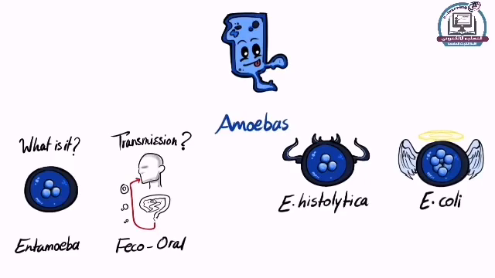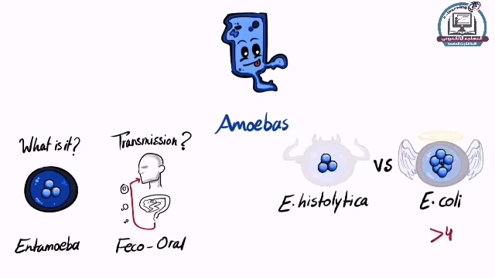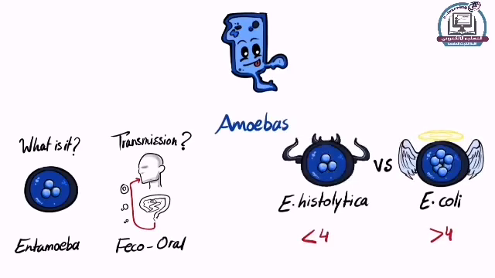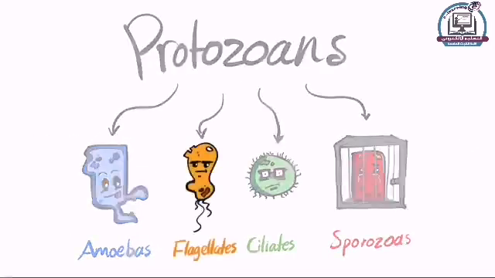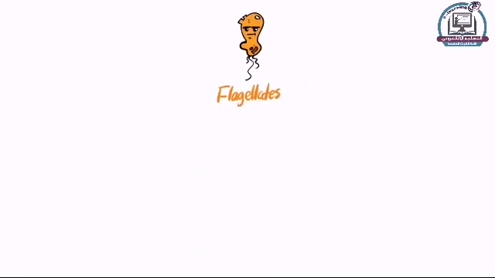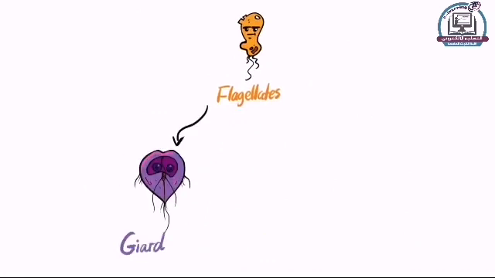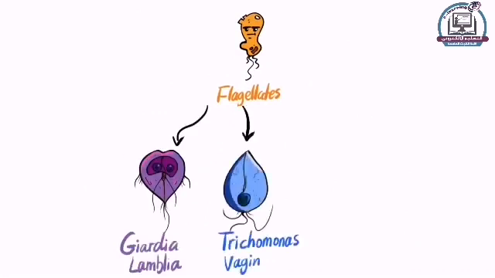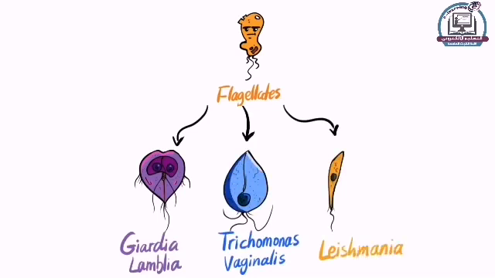Basically, E. coli and E. histolytica can be differentiated according to the number of the nuclei in the cyst. So if it's more than 4 nuclei, then it's considered as E. coli, and if it's less than 4, then it's considered as Entamoeba histolytica. Next, we're going to move on to the flagellates. And in the flagellates, we have three major types: Giardia lamblia, Trichomonas vaginalis, and Leishmania.